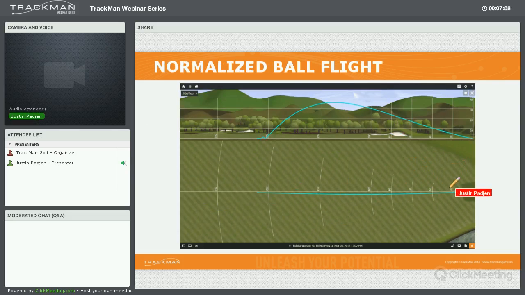This is that same shot that's now been normalized, and you can see that it was still fading, but it didn't quite fade across the line. It was really a wind blowing from the left that pushed that ball to the right-hand side of the target line. And that's what normalization allows us to do. It allows us to see basically what that ball would have done under calm conditions.